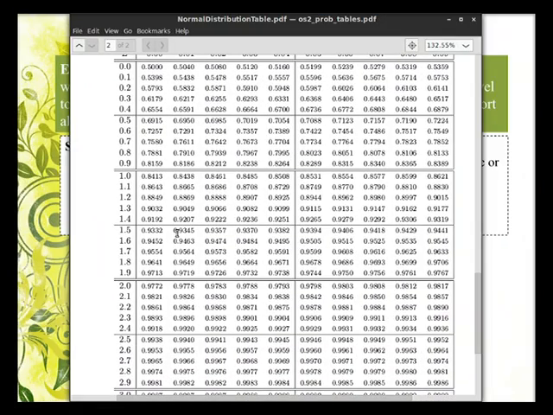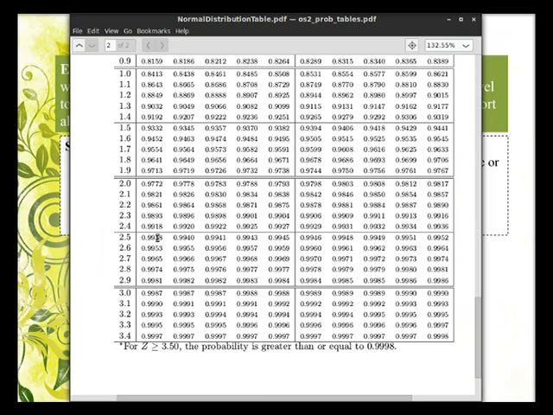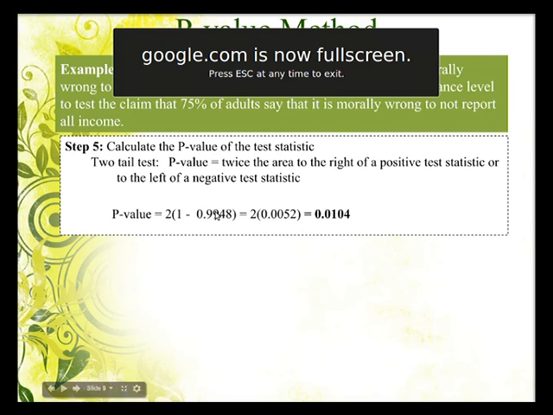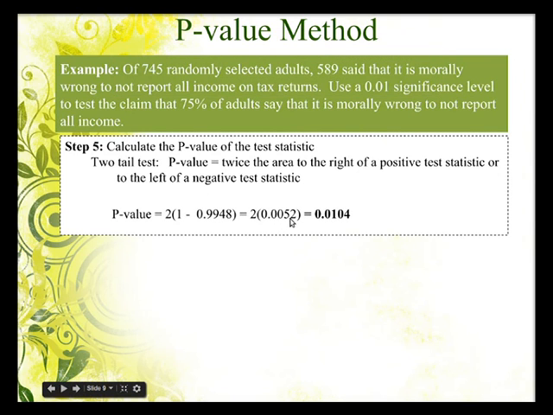2.56. 2.56 tells me there's 0.9948 to the left of my test statistic, so I'll do 1 minus that to get the area to the right, which is 0.0052, and of course I'm multiplying by 2 since this is a two-tailed test. So the p-value in this case will be 0.0104.